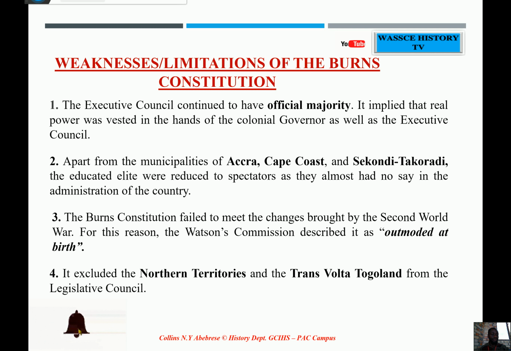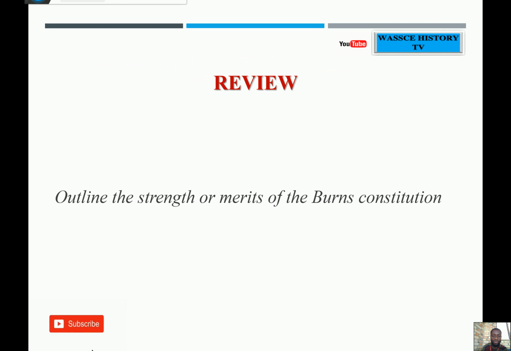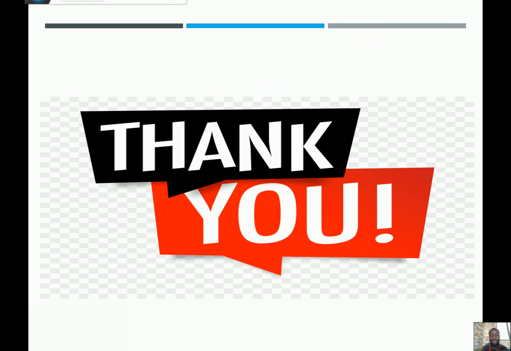Until that is done, the whole colony or the whole Ghana that we have today will not seem to be proper. So with this, I guess we have something for you that you can just try your hands on. And so with this, I guess you are okay and you are good. If you are asked any question about the Burns Constitution, you will be able to answer it with ease.